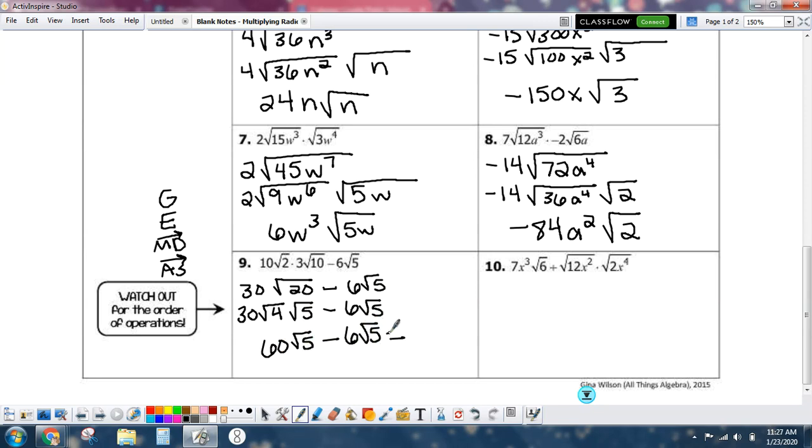And when you do 60 minus 6, remember, the square root of 5 stays the same. You do not touch that. It stays the same. 60 minus 6 is 54, and then just bring down the square root of 5.